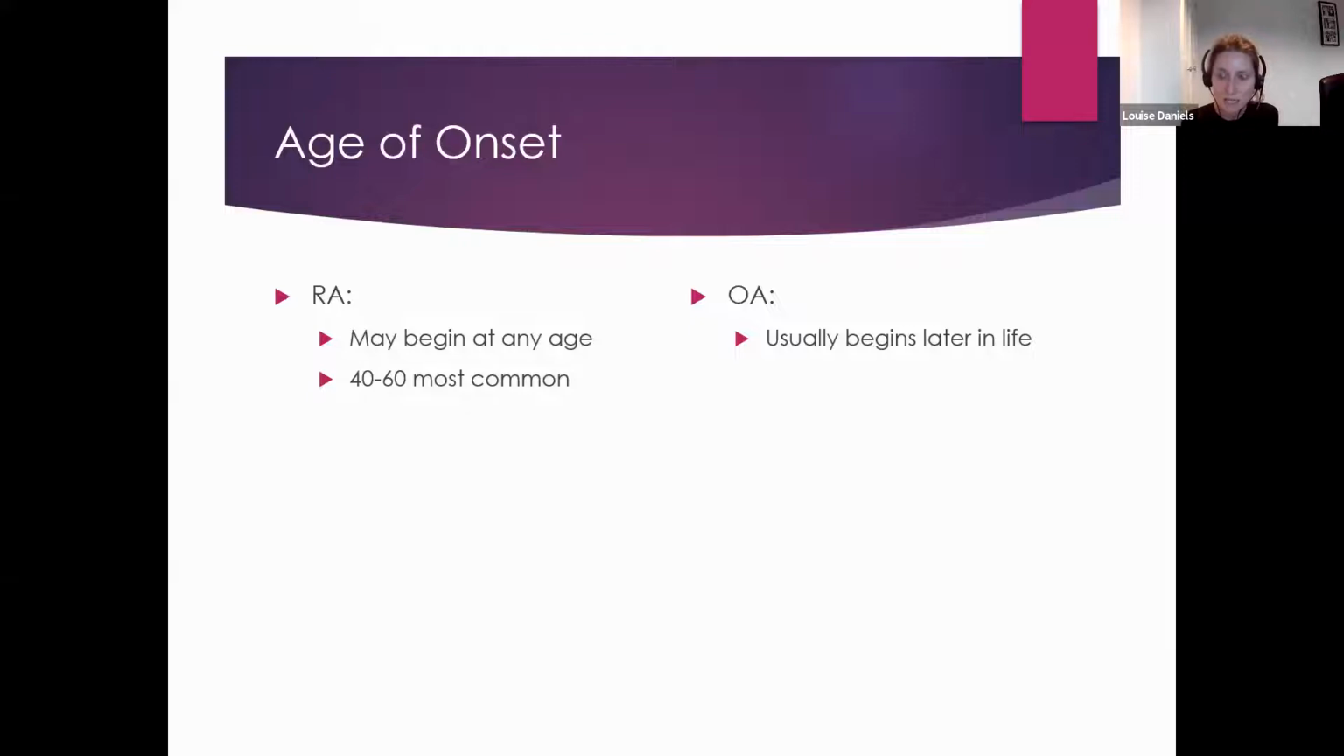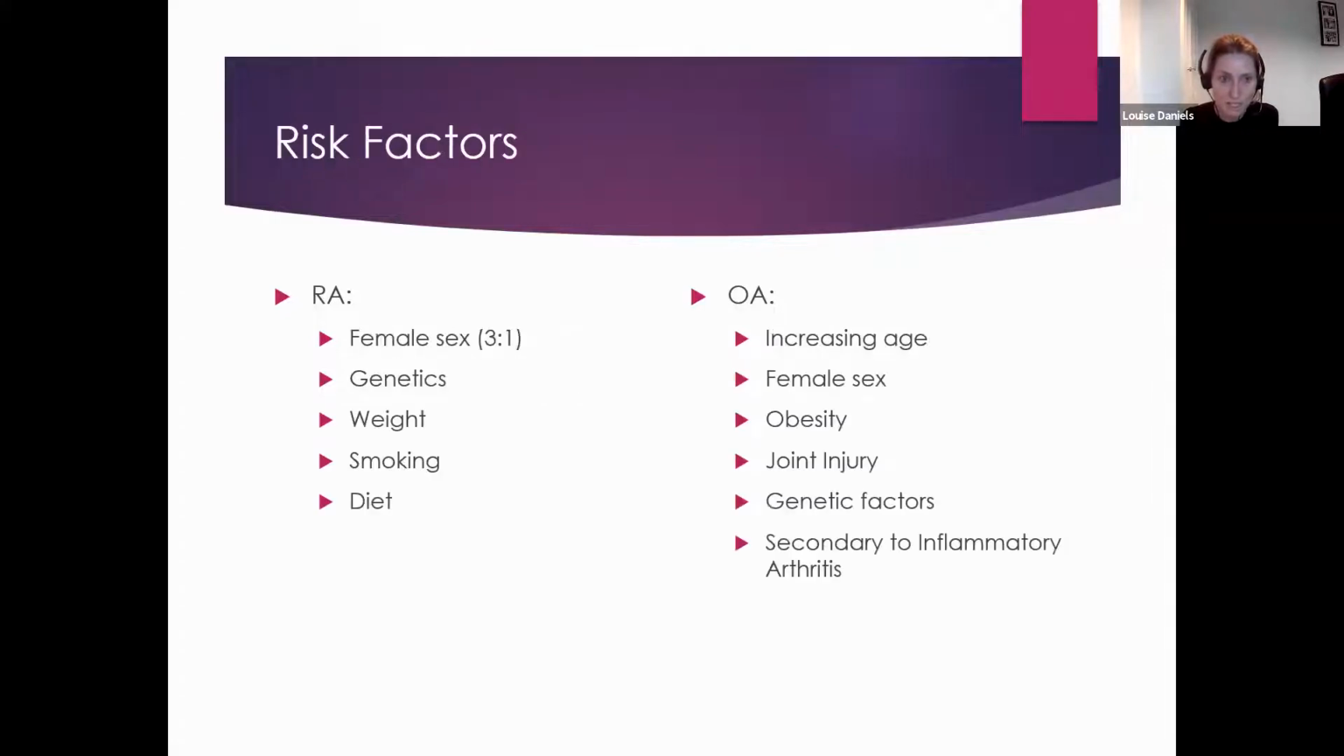Osteoarthritis tends to come on in later life, so increasing age is a risk factor. Rheumatoid arthritis occurs most commonly between the ages of 40 to 60, but it can occur at absolutely any age, from the childhood onset, juvenile onset, right through, and people in their 90s can get new onset rheumatoid arthritis.